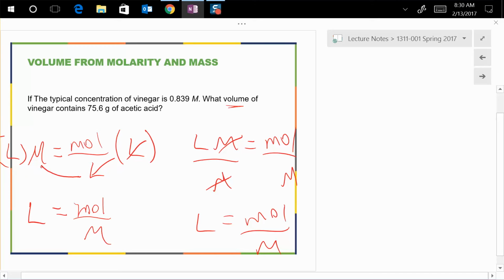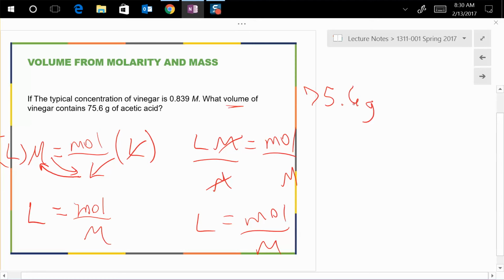Liters moves up, molarity moves down. That's what happens. Okay? And you'll have your liters solved for. So, we need to find the moles, we need to find the molarity. Did they give us the moles directly? No. So what do we have to do?